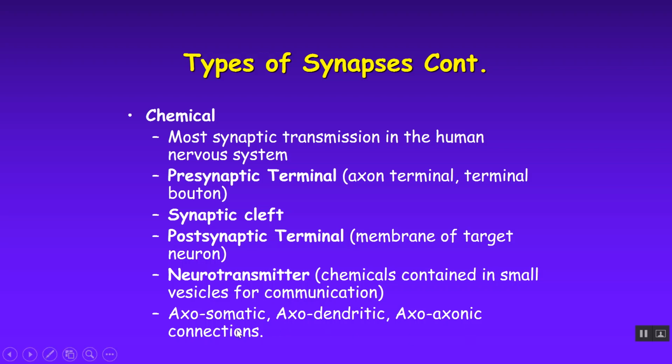We can have different types of connections: what are called axosomatic, axodendritic, and axoaxonic synapses. If you look at the breakdown of the name, axosomatic means the axon of one neuron, that terminal bouton or presynaptic terminal, is communicating directly with the cell body, the soma. An axodendritic synapse is where the presynaptic terminal is touching a dendrite of another neuron. And axoaxonic is directly connecting to the terminal end of another axon.